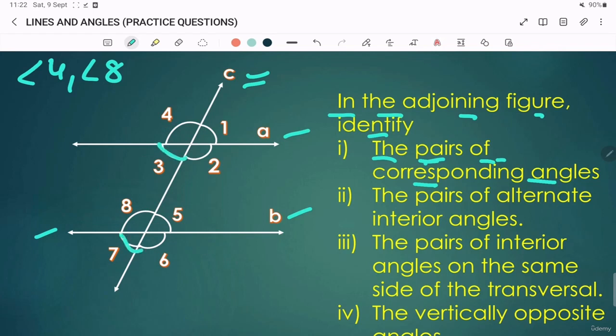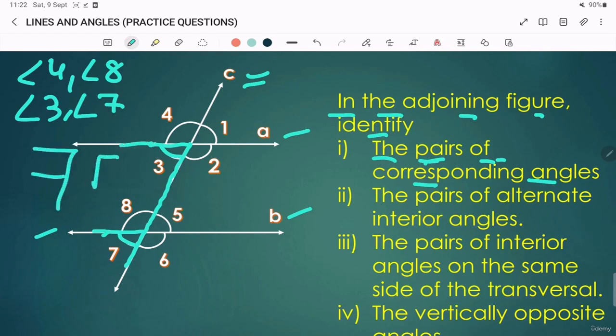Angle 3 and angle 7, this is also corresponding angles pair. This is angle 7, this is angle 3. Now join them. You are getting something like this. This is letter F. Therefore, these are also corresponding angles. Angle 1 and angle 5, these are corresponding angles. This is angle 5 and this is angle 1. Now join them.